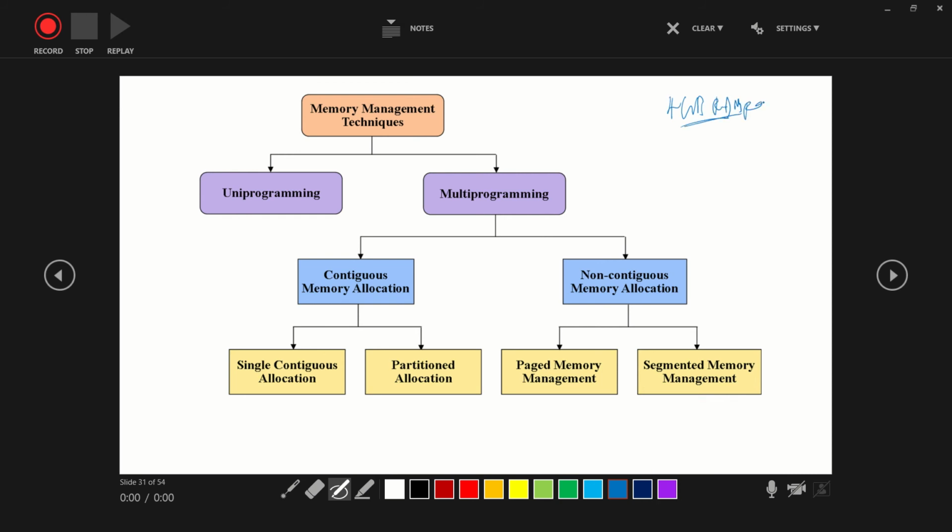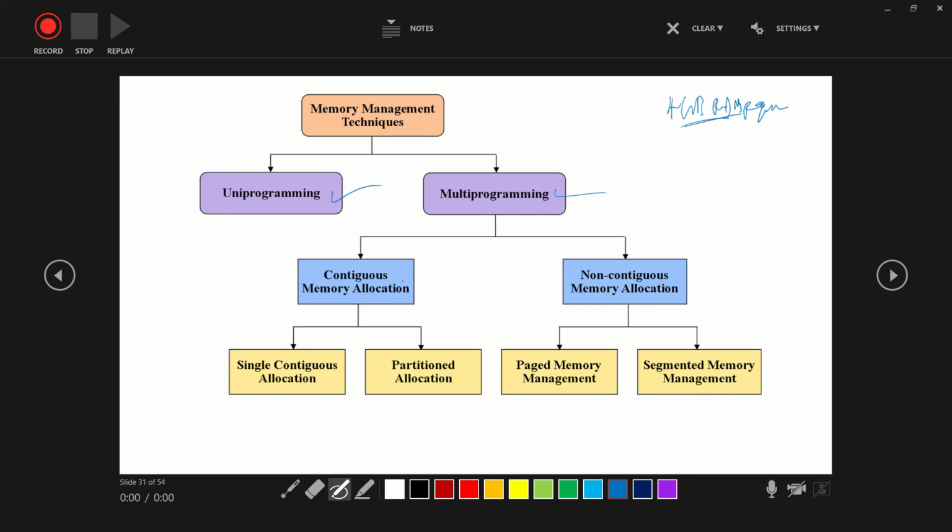4 GB RAM is required. Now we are going to manage this RAM. How are we going to manage it? So the memory management techniques are first broadly classified into uniprogramming and multi-programming. The memory which can be used for that is specific to one programming or multi-programming.